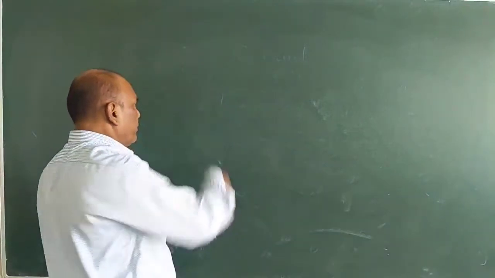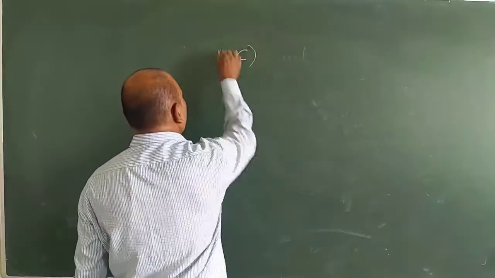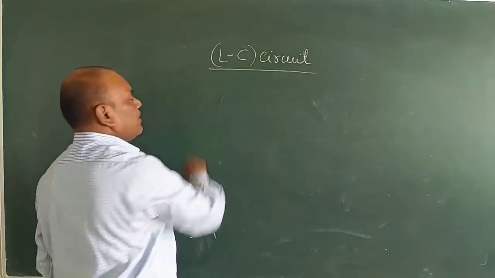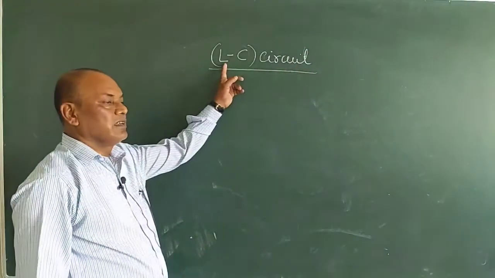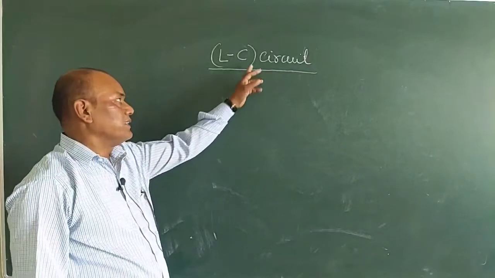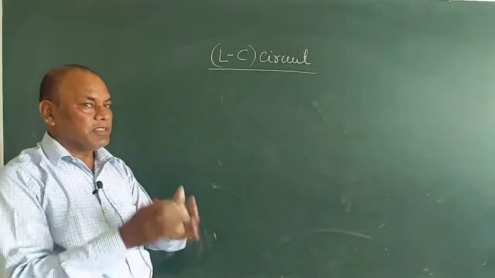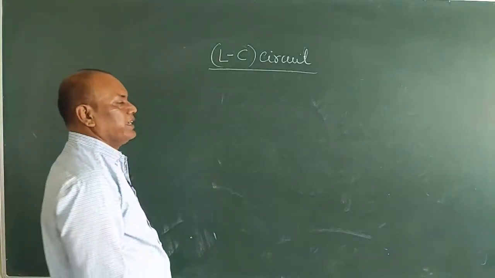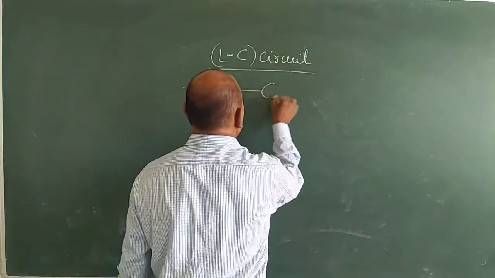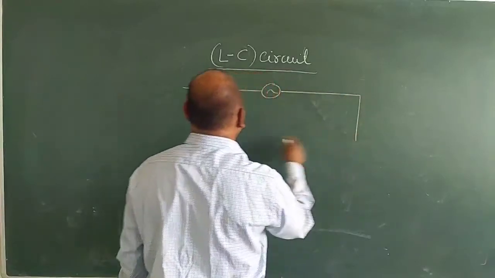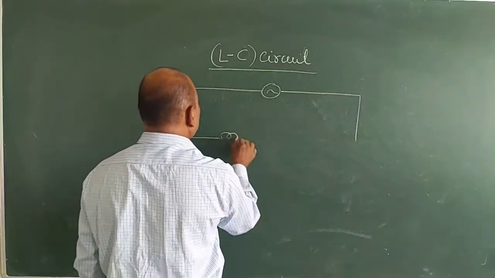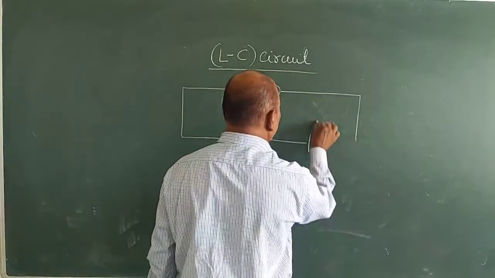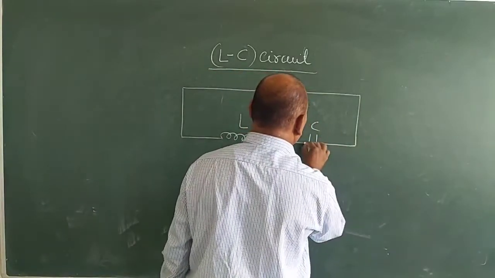LC circuit. In the LC circuit, this is the coil and this is the capacitor. Coil and capacitor are connected in series, and then this combination is connected to AC mains. So this is the LC circuit. This is L, and here is capacitor C.